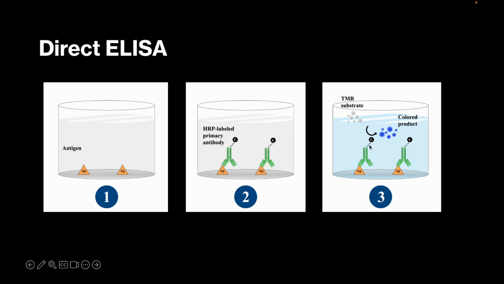And then, because as you see in the previous one, it forms a proper complex, so the signal is amplified, but in this case, the signal is not amplified that much. That's why, to improve this, we have the indirect ELISA.